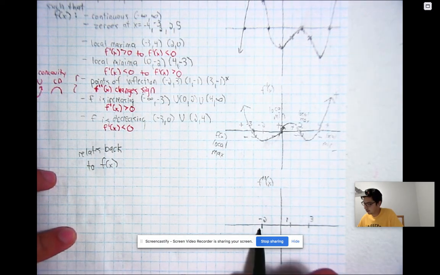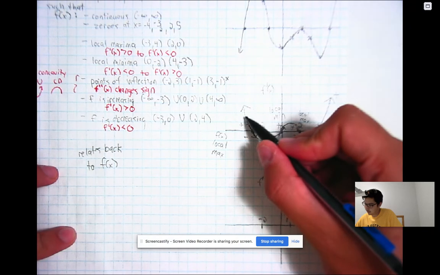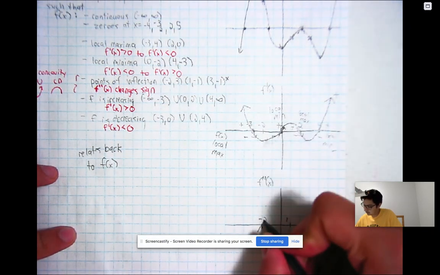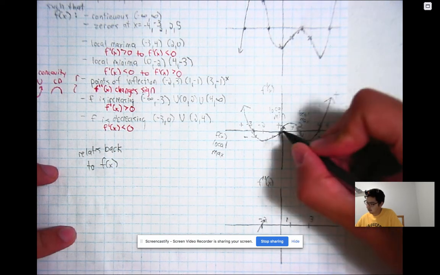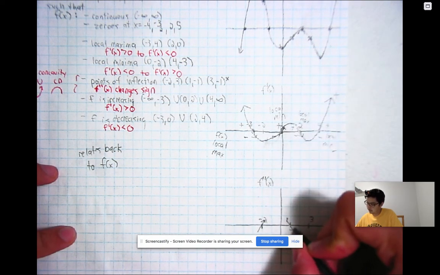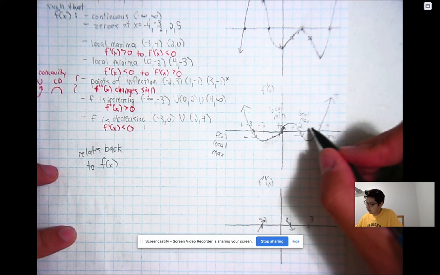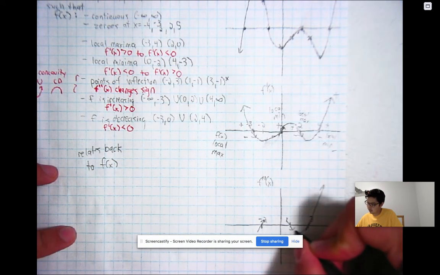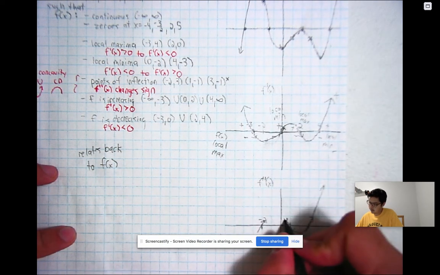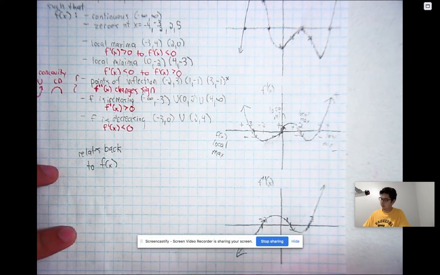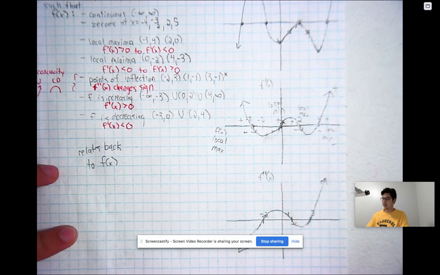So at -2, we can see that f prime of x is changing from negative to positive. At 1, it's changing from positive to negative. And then at 3, it's changing from negative to positive again. So you can see the graph would look something like this. And there's f double prime of x.